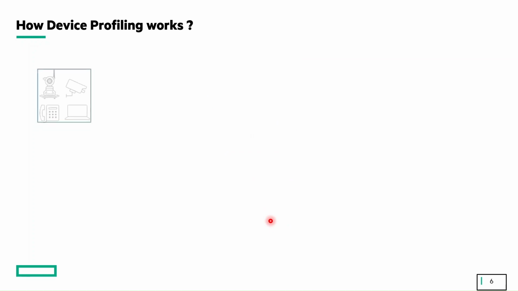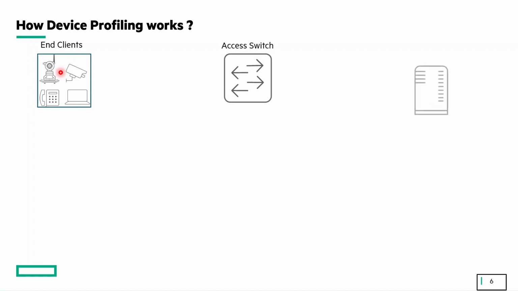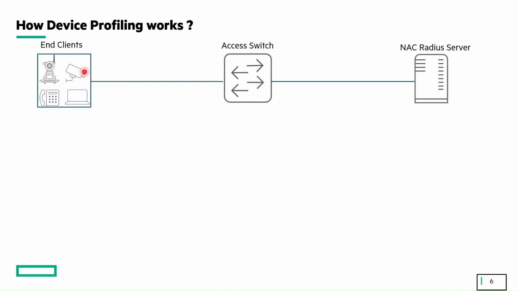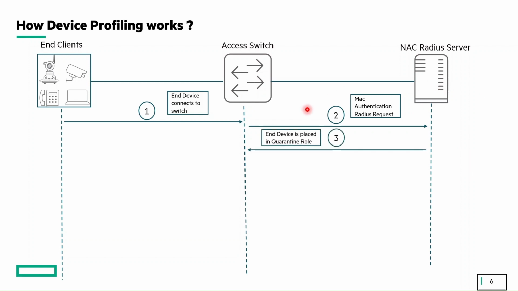Let's see how device profiling works. We have endclients, an access switch, and the network access control server connected. The ports where the endclients are connected on the access switch have 802.1X and MAC authentication enabled, so only authenticated endclients can gain network access. When an end device connects to the switch, the switch sends a MAC authentication RADIUS request to the NAC. But the NAC does not have any information about the endclient, so it will place the endclient in a quarantine role. In the quarantine role, the endclient can have only minimal access.